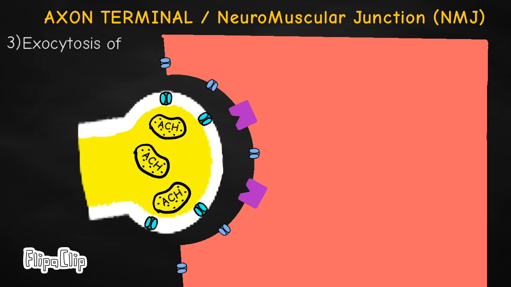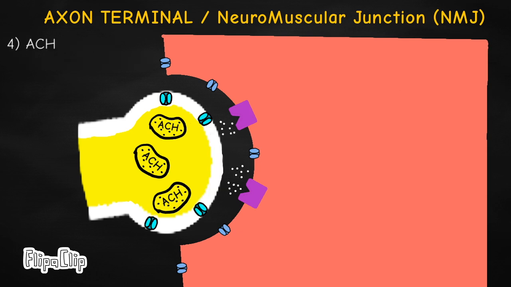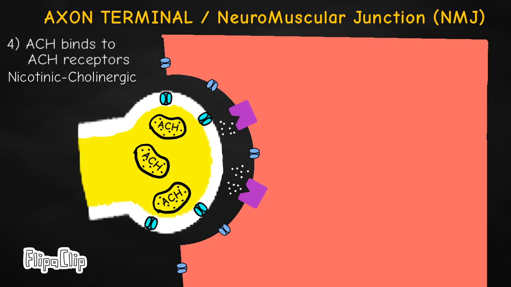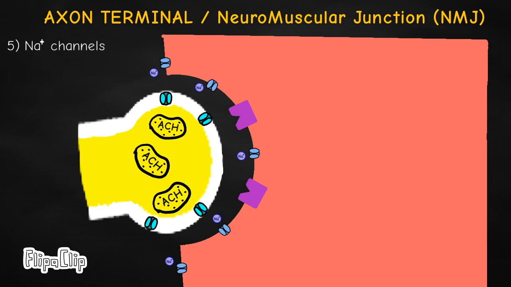The molecule being moved outside of the axon terminal will be acetylcholine, which is a neurotransmitter. And so acetylcholine here is moving outside of the terminal, and it's going to find its receptor. This receptor is also known as the nicotinic cholinergic receptor. Once it binds to its receptor, it's going to cause another change. This will open the sodium channels on the sarcolemma.